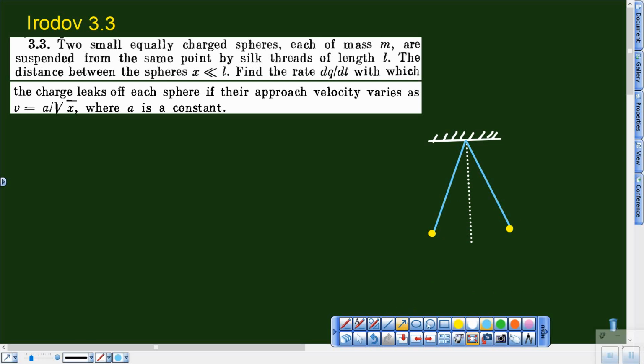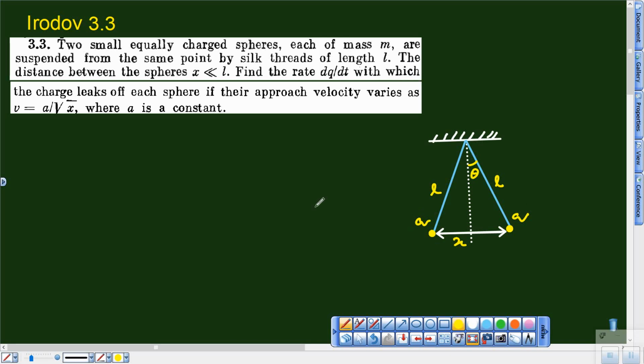As it was mentioned in the question, the distance between them is x. So this is x for you, right? Both the charges are q and q each. The length of the string is L each. Let us say that this angle is theta.